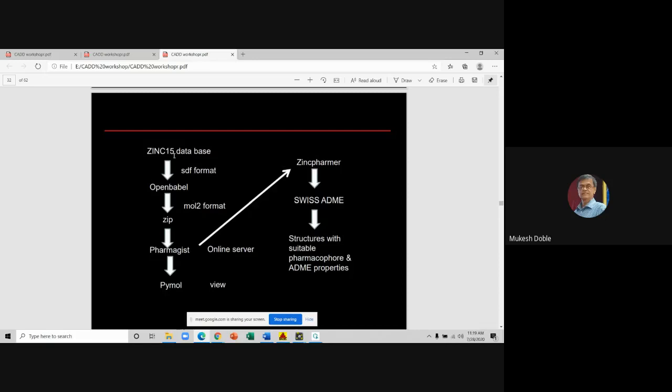So we used first the ZINC database. We downloaded the structures in SDF format. We can view the SDF files using Marvin. Marvin is free software for academic users. I think you have to get a license key; you write and they will give you a license key. Then you use OpenBabel to convert that into a mol2 format. Mol2 format can be viewed in PyMol. Marvin you have to download, PyMol you have to download, and you can view the files in PyMol.